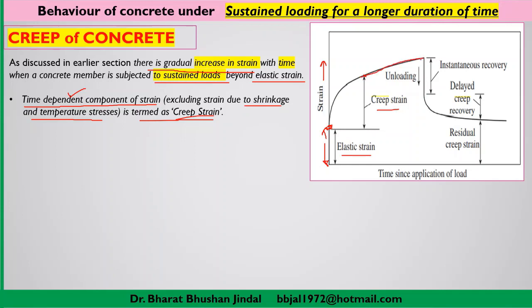Now let us suppose the load is removed, that means unloading takes place. Then you will see a drop in the graph. When you have removed the load and there is unloading of the member, you observe a sudden drop, and this sudden drop is called instantaneous recovery in the strain. After that the graph is again a parabola and so on.